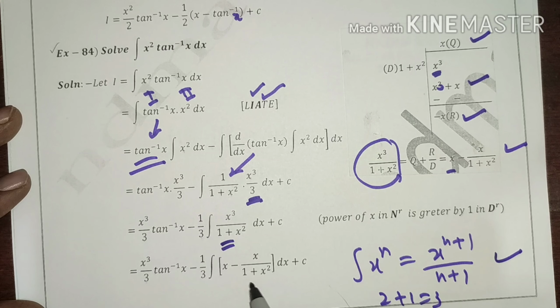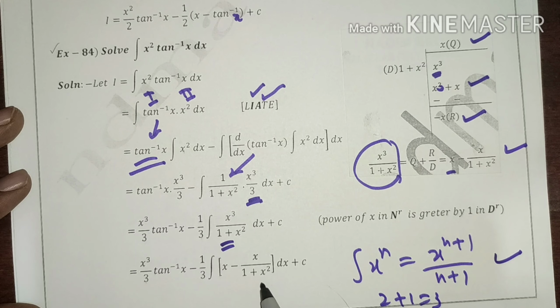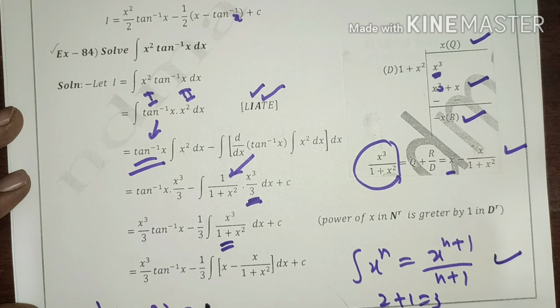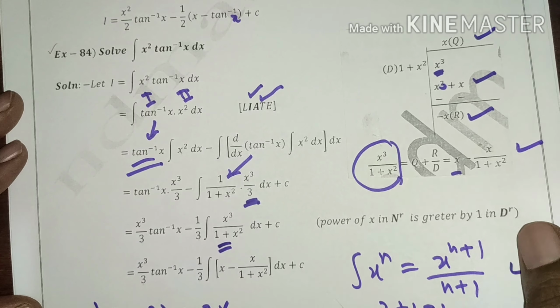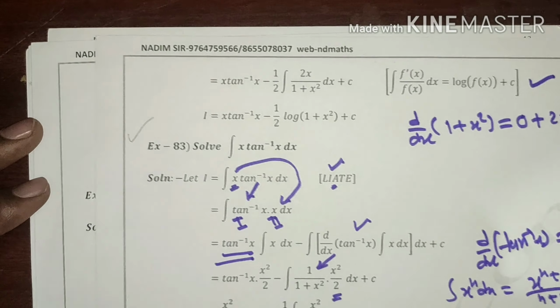But here see that 1 plus x square is in the denominator, and x is in the numerator. So what is the derivative of 1 plus x square? The derivative of 1 plus x square is 2x. So that's why we need 2x in the numerator. So we multiply and divide by 2, in numerator and denominator, for adjusting the derivative of 1 plus x square in the numerator, as in the previous example.